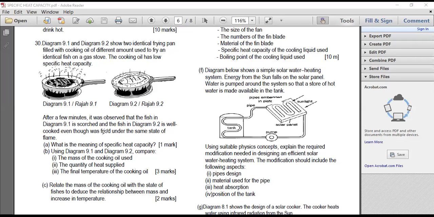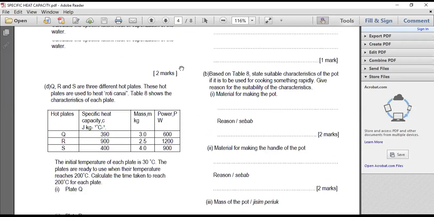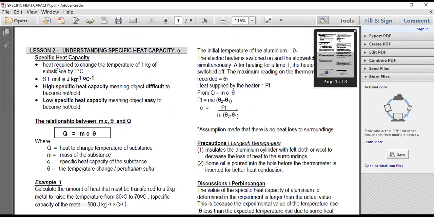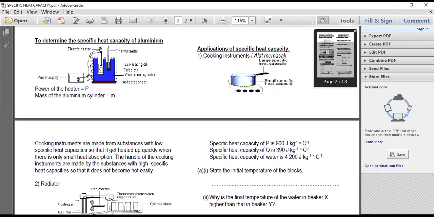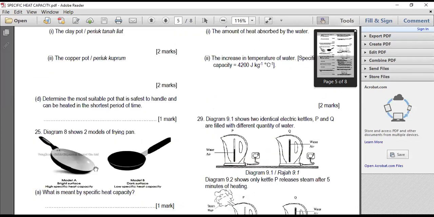So what is the meaning of specific heat capacity? So basically, the heat needed. This one you can refer to your earlier notes. Heat required to change the temperature of 1 kilogram of substance by 1 degree Celsius. So this is the specific heat capacity definition.